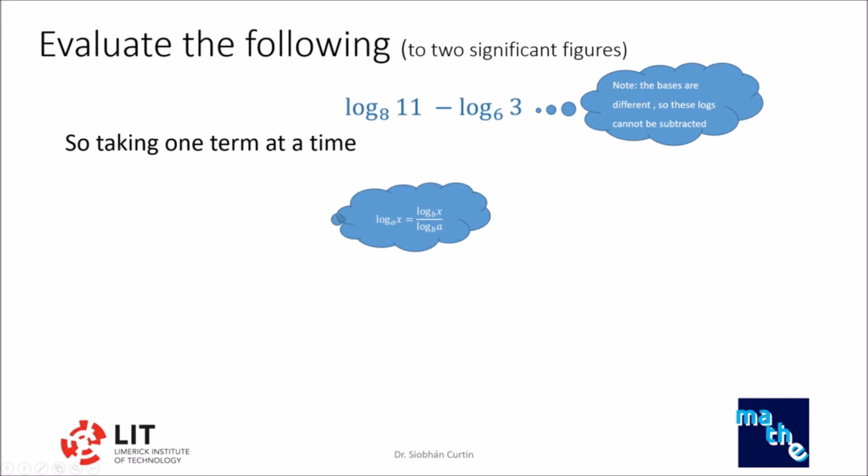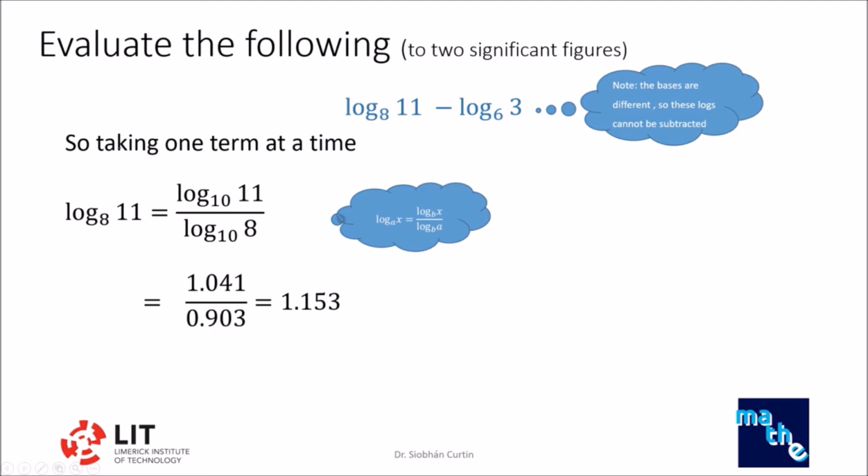So the log of 11 to the base 8 can be rewritten as the log of 11 to the base 10 divided by the log of 8 to the base 10. And using your calculator, you can work out the log of 11 to the base 10 as 1.041 divided by 0.903. So the log of 11 to the base 8 is equal to 1.153.